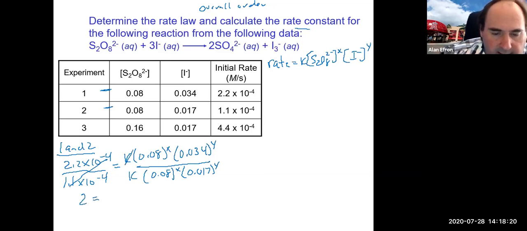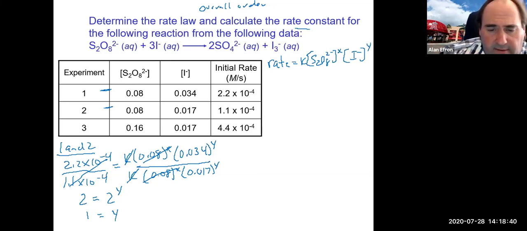Again, our rate constant, not sure what it is, but it will cancel. This, not sure what X is, but it should cancel. And again, when we divide our back end here, it looks like that is a 2 to the Y. So in this case, Y is going to equal 1. Again, that would be the order with respect to I minus.